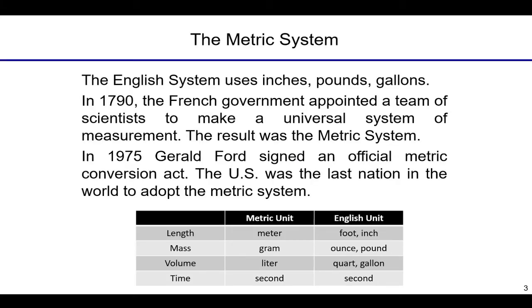Okay, in this lecture, we're going to talk about the metric system, sort of the history and some basic abbreviations and definitions of the metric system. So let's get started and just sort of outline when the metric system was really developed.